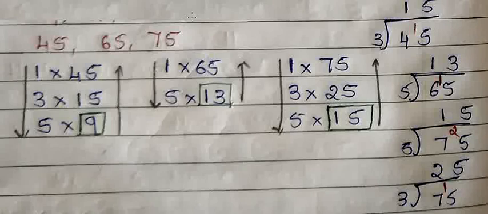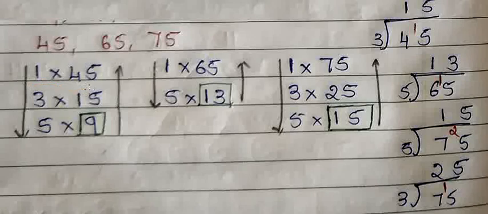First step, we'll find all the factors of these given numbers. We'll begin with number 45. We'll find all the factors of number 45. So first we know that 1 into 45 is the first two factors of the given number 45.